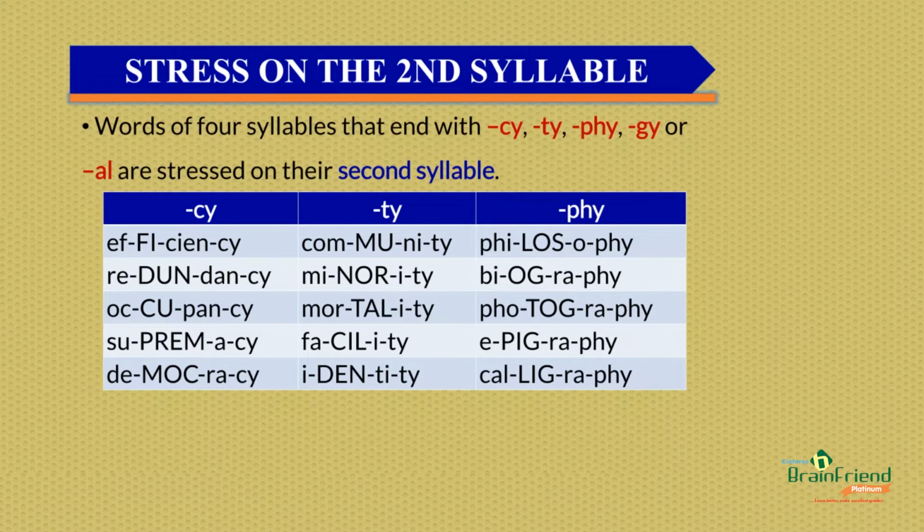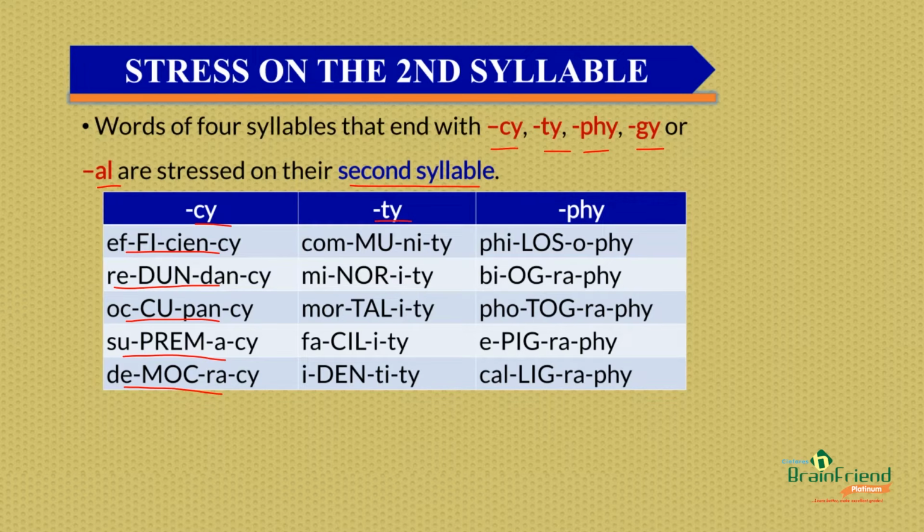When we have words of 4 syllables that end with cy, ty, phy, gy, or al, they are stressed on their second syllable. Let's start with words that end with cy. First, we have efficacy. Next, we have redundancy. Also, we have occupancy. Moving on, we have supremacy. And lastly, for words of 4 syllables that end with cy, we have democracy.